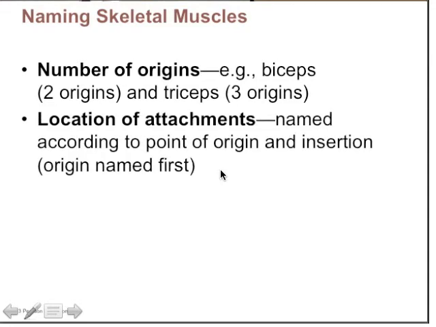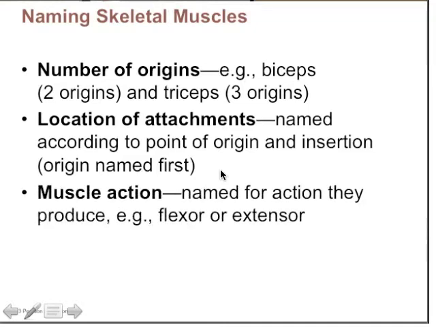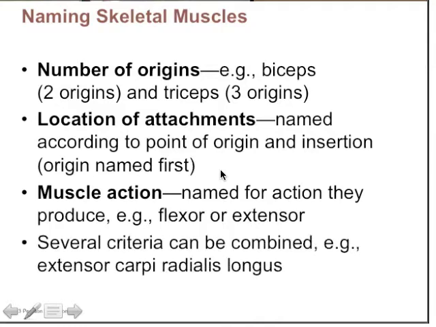The location of attachments is also critical. They're named according to their point of origin and insertion. The origin is generally named first, and then the muscle action, which will be named for the action they produce, either flexors or extensors. There are several criteria that can be combined. For instance, the extensor carpi radialis longus combines the action, the location, the carpal region is in the wrist. Radialis means that it has an attachment to the radius, and longus means that it's a long muscle. So you can get a lot of information out of these different muscle names.